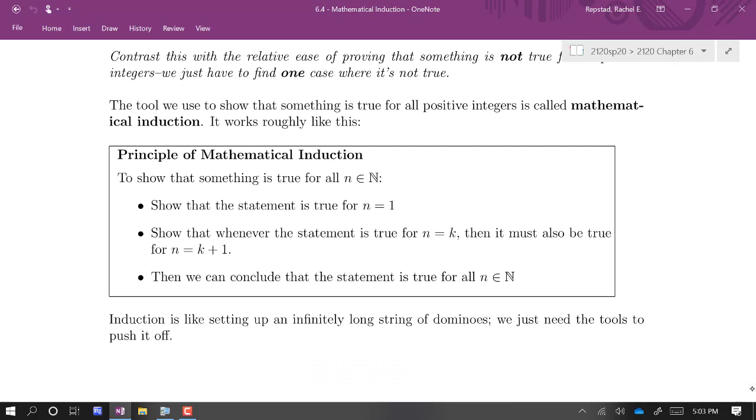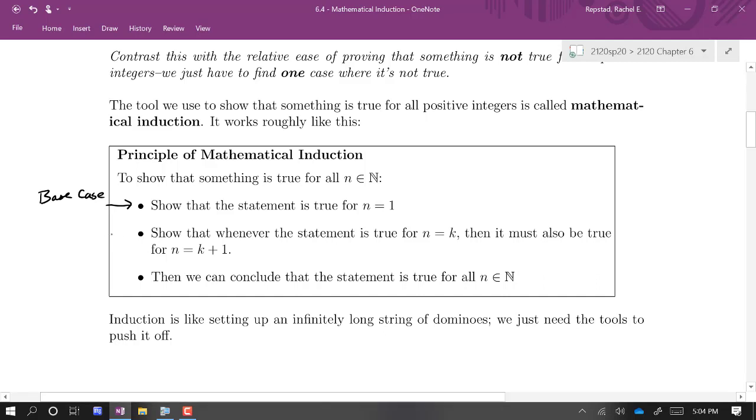And here's how it works. There's two things that we put together that allow us to deduce that something is true for all positive integers or all natural numbers. The first thing we do, and this is the easy part, we show that it's true when n is equal to 1. We call this the base case. And usually it's not much more than just substitute in n equals 1 and do some arithmetic or algebra, and we just show that it's true. It's like plugging it in.